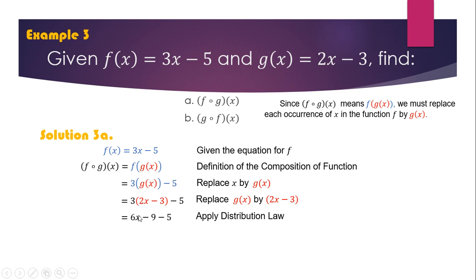3 times 2x, that is 6x. Then 3 times -3, -9. And copy -5. Then simplify. Copy 6x. Then -9 minus 5, that is -14. So therefore, f circle g of x is just equal to 6x minus 14. So let us answer letter B.